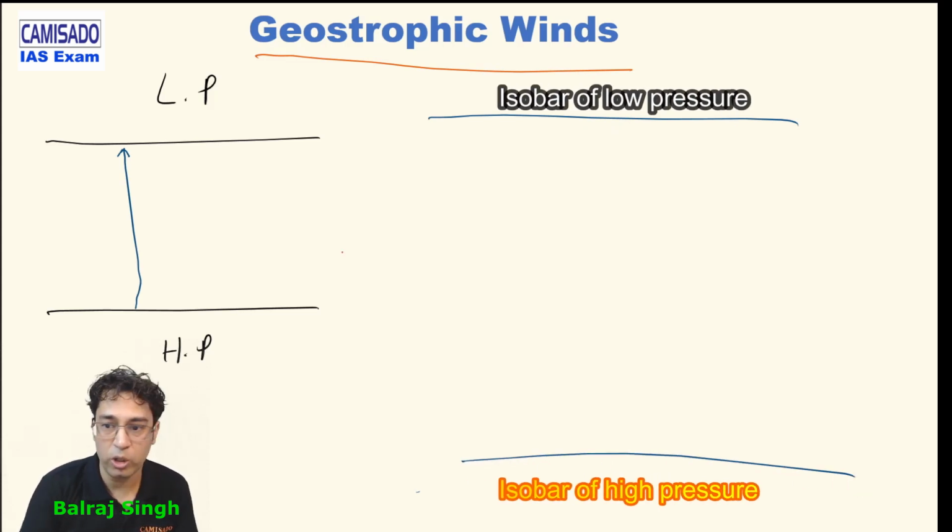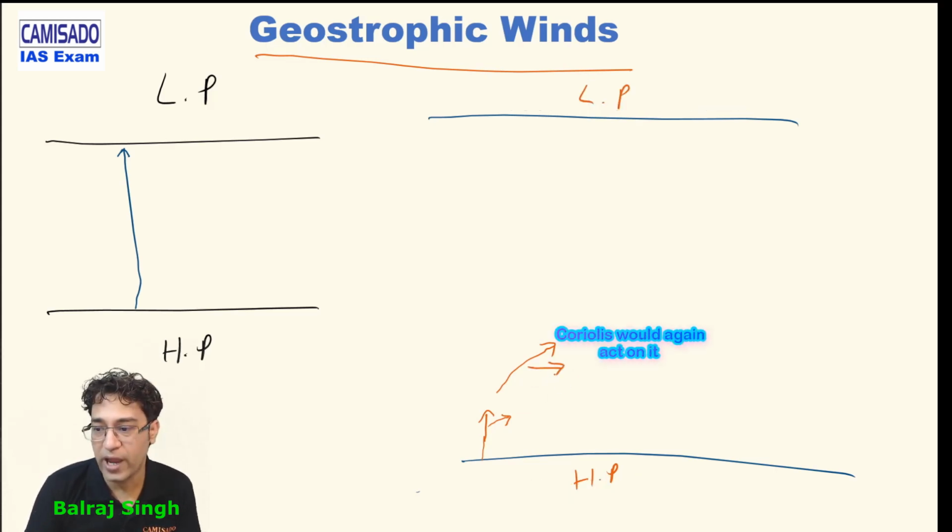When there is Coriolis effect, we know that the wind would deviate towards its right in the northern hemisphere. So when the wind starts from here, this is high pressure and this is low pressure, the Coriolis would act on it and make it turn towards the right. Now that the wind has turned towards its right, again the Coriolis would act on it. So it would again turn towards the right.